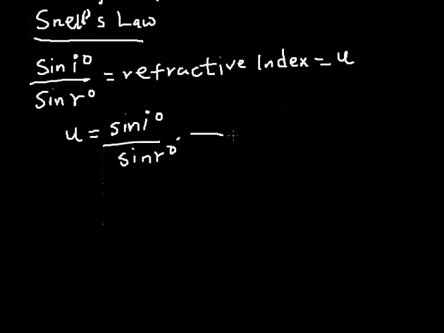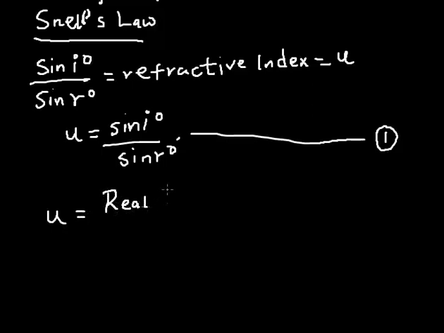Now this is one formula for refractive index. There's another way of expressing refractive index. The refractive index of a medium is given by the real depth of that medium divided by the apparent depth. Real depth of the medium divided by the apparent depth.